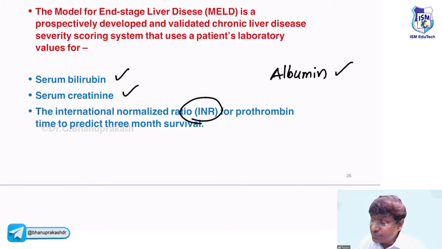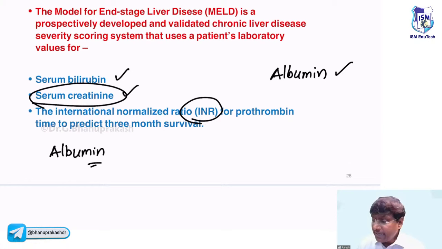And most of the students will go with the wrong answer. What will be the question asked? They'll give you these four options, and they will ask you the question, which among the following is not the parameter of Model for End-stage Liver Disease? Albumin, it is synthesized in the liver, so most of you think that creatinine is not the part of the liver, so you just mark the creatinine. But please remember, in MELD, albumin is not the parameter which is taken. Bilirubin, creatinine, and INR is what is being taken, right?